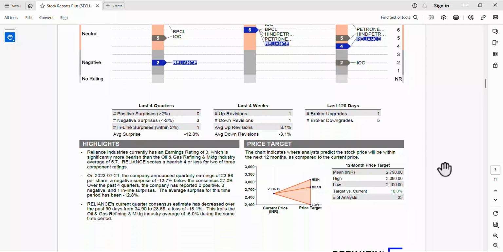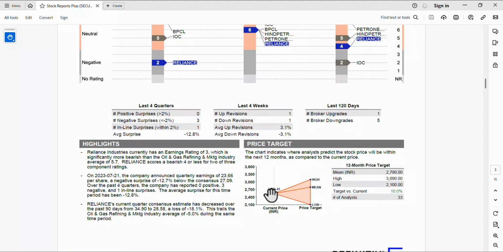What is the price target of Reliance? How the price of Reliance will go up or go down? So today the price is how much? आज का प्राइस कितना था? 2536. ये आ रहा 2536. Okay. So since there are 32 people who are tracking this share, so the mean is 2790. एक साल का टारगेट कितना है? एक साल के बाद रिलायंस कहां जाएगा? 2790 mean.